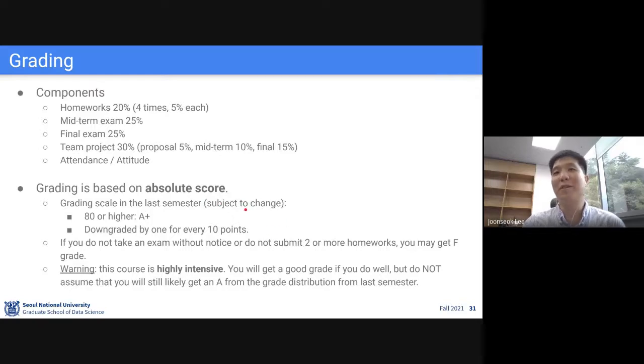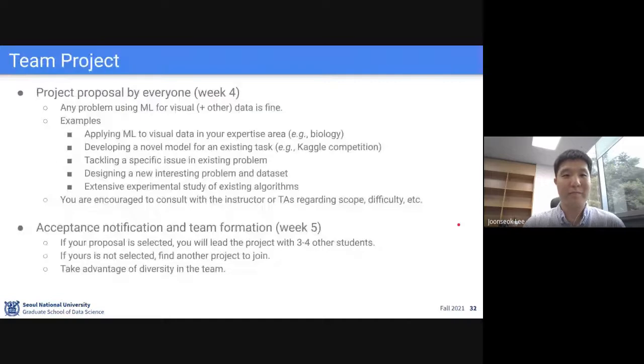These are subject to change, by the way. But anyway. And yeah, here are more details about the team projects. So around the week four, we will have the proposal deadline. So all of you actually propose some research idea using machine learning for computer vision problem. So I will go over some more detailed examples in the next few lectures, but something like this. Because there are many students coming from other departments than computer science or data science, it may be very interesting to use the machine learning approaches on the visual data in your expertise area.